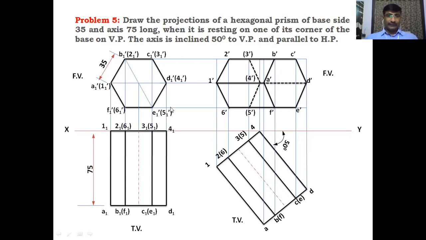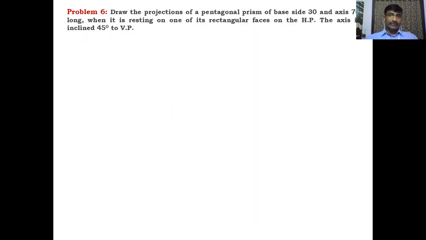Clear? Shall we go for another problem? So this is the sixth problem. The sixth problem is related to the pentagonal prism. Pentagonal means 5 sides. It has 2 pentagonal bases and 5 edges, 5 faces. The base edge and axis length are given.